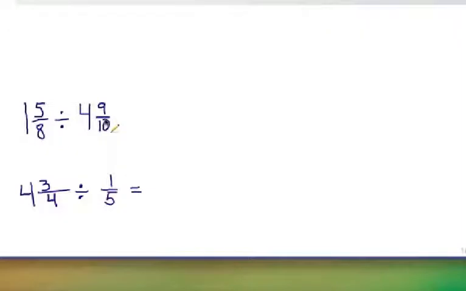The second example we're going to look at is 1 5/8 divided by 4 9/10. The first step, as you know, is to find each of these as an improper fraction. 1 times 8 is 8, 8 plus 5 is 13, so 13 eighths. 4 times 10 is 40, plus 9 is 49, and then put that over the denominator of 10. I have not flipped it over because it's still a division problem. All I did is write them as improper fractions.